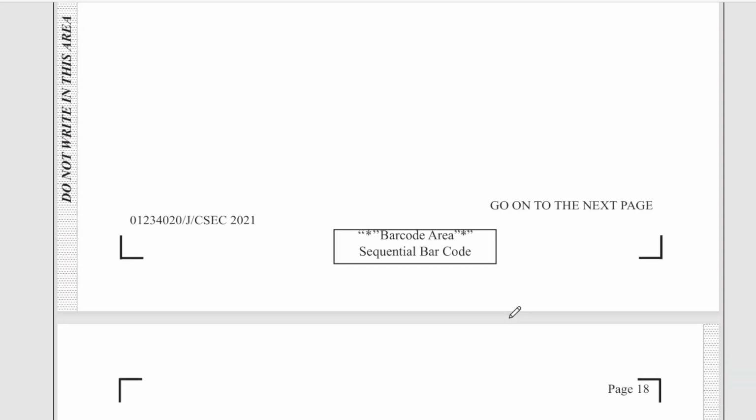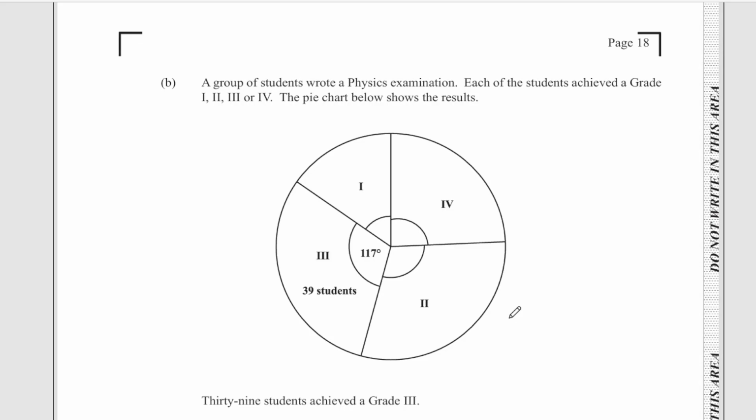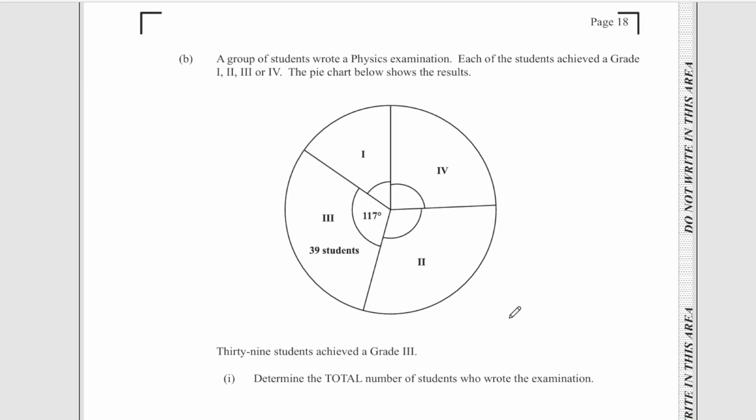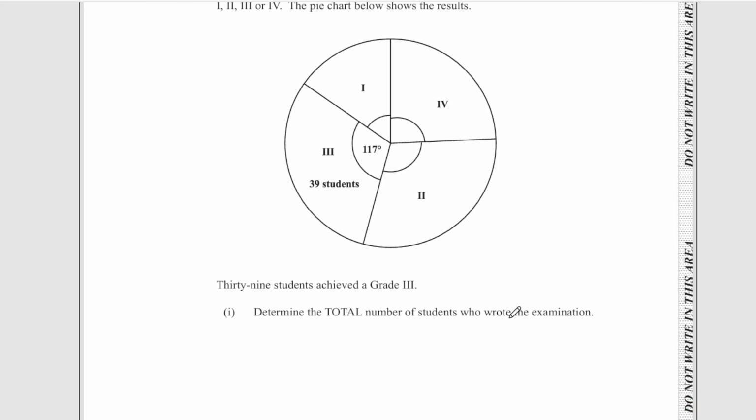Right, up next, pie chart again. A group of students wrote a physics examination. Each of the students achieved a grade 1, 2, 3, or 4. The pie chart below shows the results. 1, 2, 3, 4. We have no information here, no information here, no information here. We have information for this sector here. 39 students achieve a grade 3. Determine the total number of students who wrote the examination.